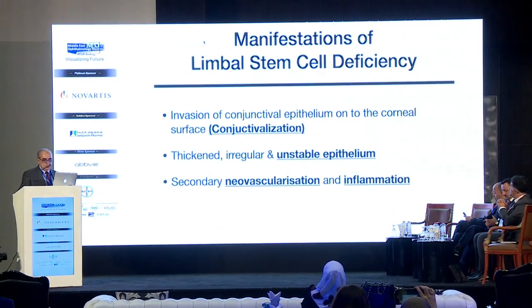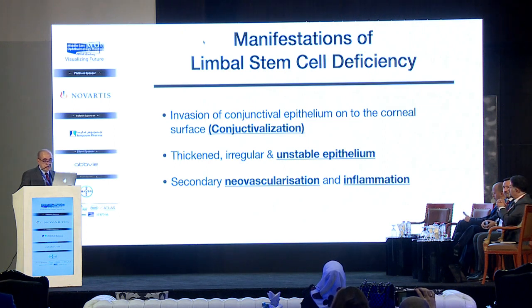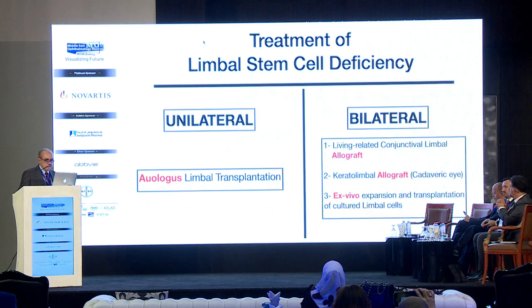The manifestations of limbal stem cell deficiency: invasion of the conjunctival epithelium onto the corneal surface, conjunctivalization, a thickened, irregular, unstable epithelium, and the formation of secondary fibrosis, new vascularization, and inflammation. The treatment options for limbal stem cell deficiency depend on whether the case is unilateral or bilateral. In a unilateral case, we have the privilege of an autologous limbal stem cell transplantation from the other healthy eye.